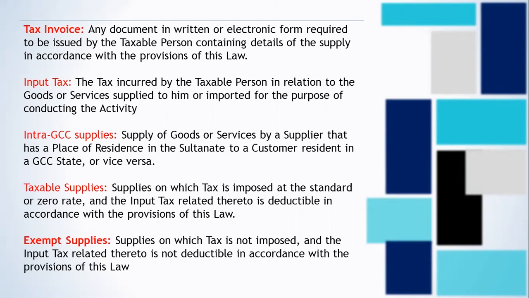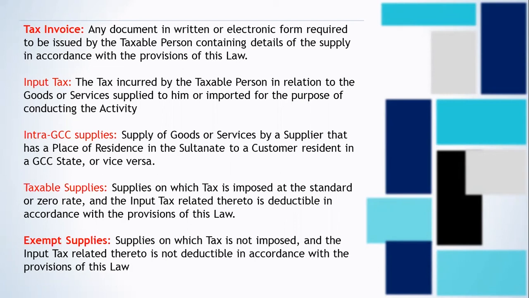So taxable supplies, supplies in which tax is imposed at the standard or zero rate, and the input tax credit thereon is deductible in accordance with the provision of this law. Right. So taxable supplies are those supplies on which tax at the rate 5% VAT is going to be charged. Right. And the person is also eligible for the input tax credit that we have discussed in the input tax credit part, right? So what are exempt supplies?